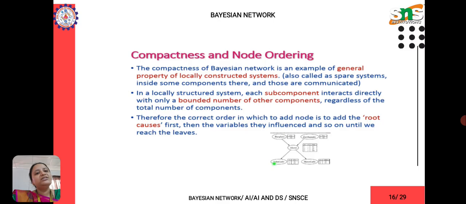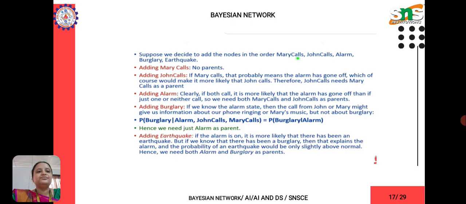Now, what is compactness and node ordering? The compactness of a Bayesian network is an example of a general property of locally constructed systems. In a locally constructed system, each subcomponent interacts directly with only a bounded number of other components, regardless of the total number of components. Therefore, the correct order in which to add nodes is to add the root causes first, then the variables they influence, and so on until we reach the leaves.